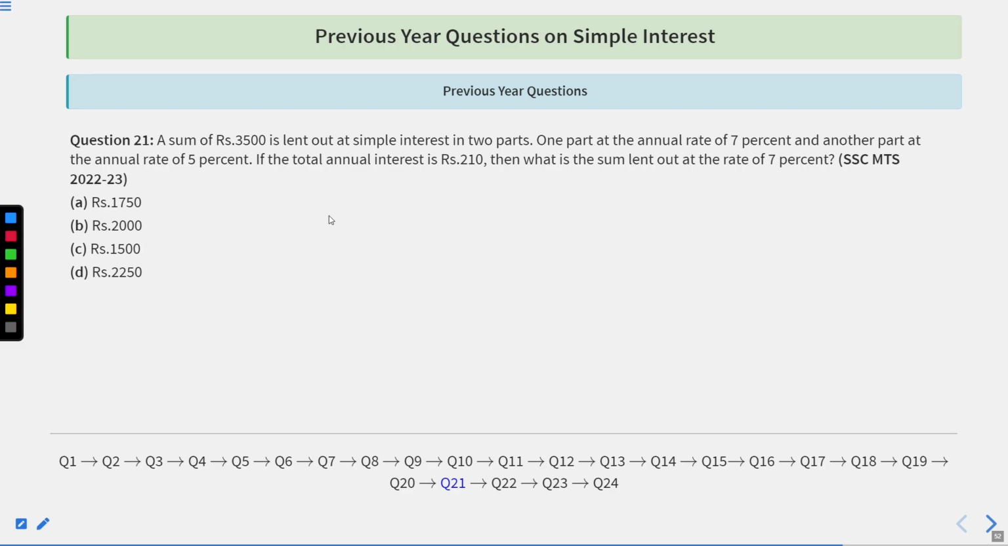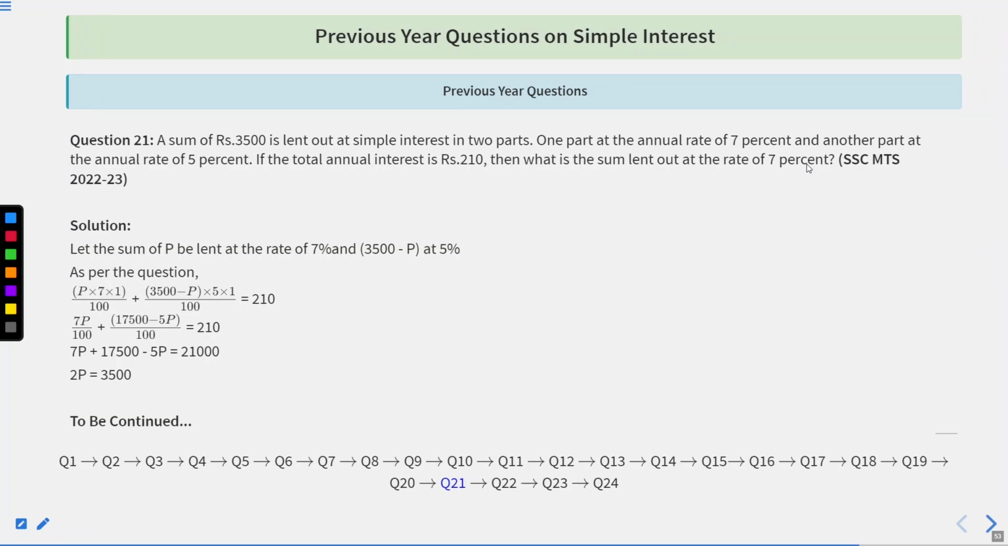Question number 21. A sum of rupees 3,500 is lent out at simple interest in two parts. One part at the annual rate of 7% and the other part at the annual rate of 5%. If the total annual interest is rupees 210, then what is the sum lent out at the rate of 7%?